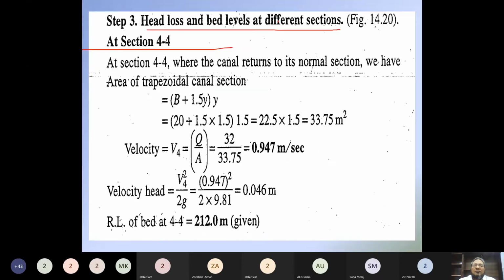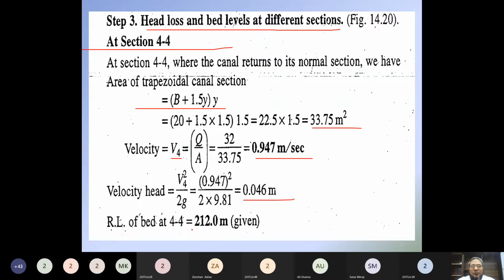Now here, the area of the flow, you can compute like that, B plus ZY into Y. And Z means the horizontal component of the slope, which is 1.5. And you will get the area of flow at section number 4 as 33.75 square meter. Now compute velocity at section number 4, V4, which is Q over A. As Q for the canal is 32 divided by that, and the velocity is 0.947 meter per second. Then the velocity head would be V4 square over 2G, which is 0.046.